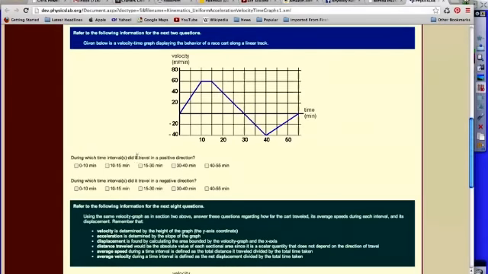During which time interval did this object travel in a positive direction? Positive velocities, 0, negative velocities. So from 20 all the way to 30, the object's traveling in a positive direction. During which time interval did it travel in a negative direction? Anytime it's below the x-axis where the y values are negative, it's traveling in a negative direction.